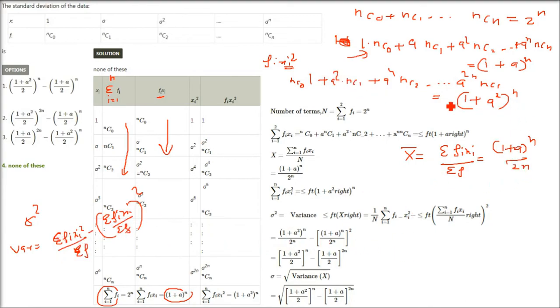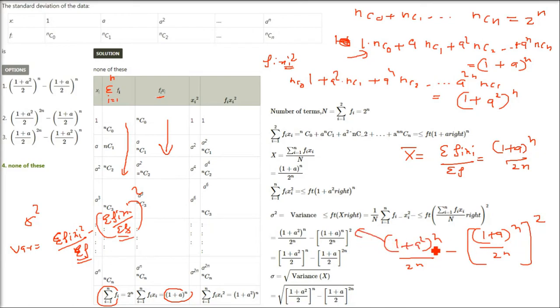So I'm going to write this. Sigma fi xi whole square was what? It's (1 plus a square) to the power n. Sigma f was 2 to the power n, minus, what is the sigma fi xi? Sigma fi xi is (1 plus a) raised n, and then divided by sigma f, which is of course 2 to the power n, and whole square.